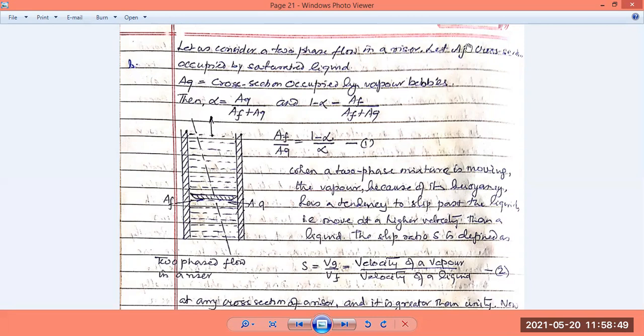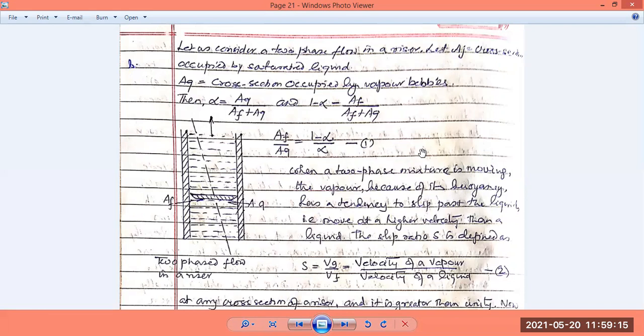So the dryness fraction, alpha, is the cross-section area offered by the vapor bubbles divided by AF plus AG, and 1 minus alpha is equal to AF divided by AF plus AG. Thus, it becomes AF divided by AG is equal to 1 minus alpha divided by alpha.